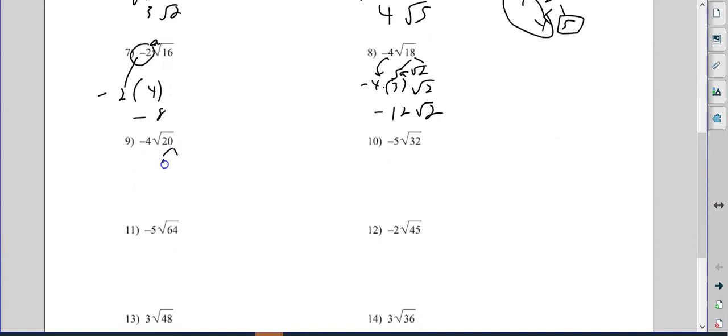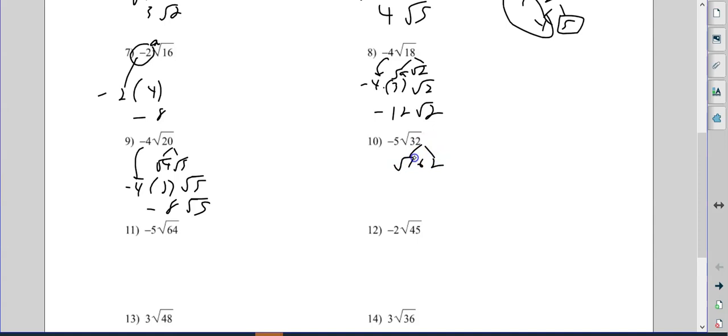We've done 20 before, that's 4 and 5. Don't forget to bring this down. So square root of 4 is 2. Radical 5 stays under. That's going to give us negative 8 radical 5.